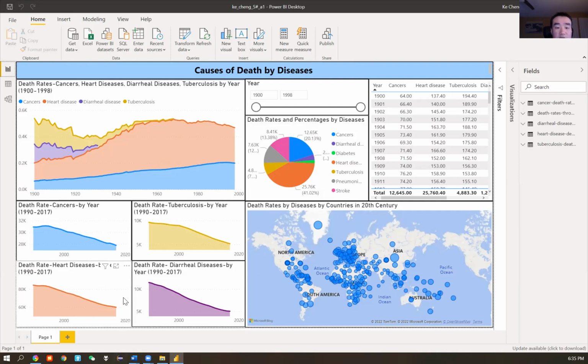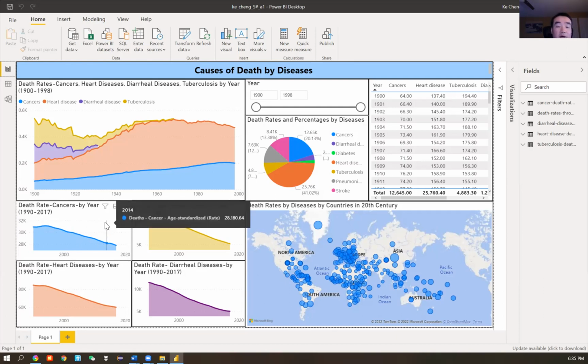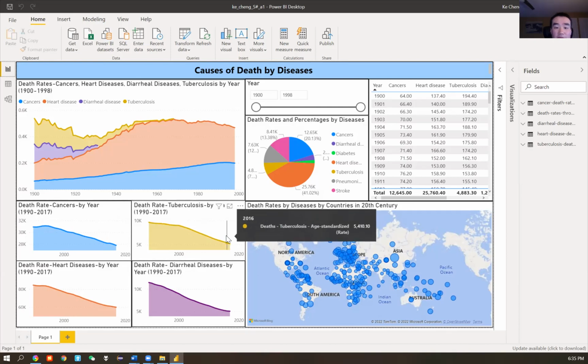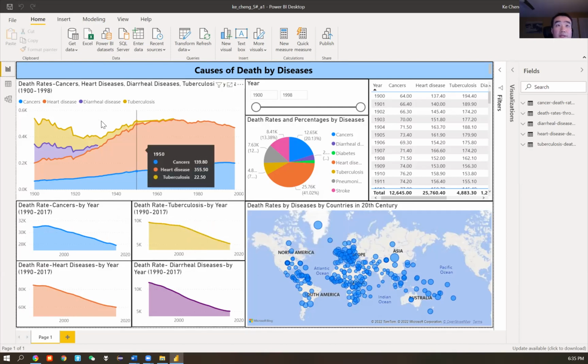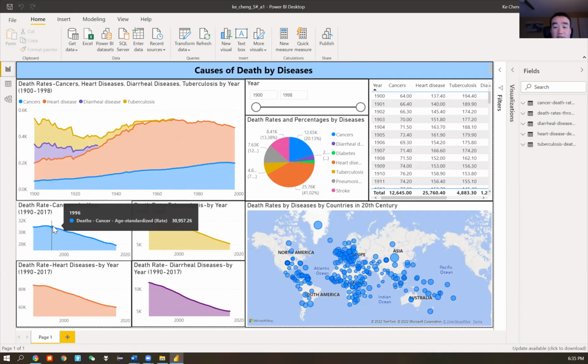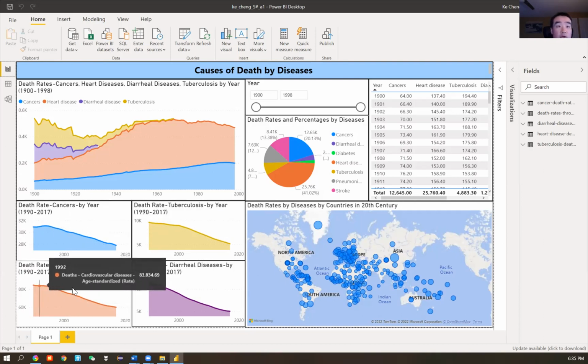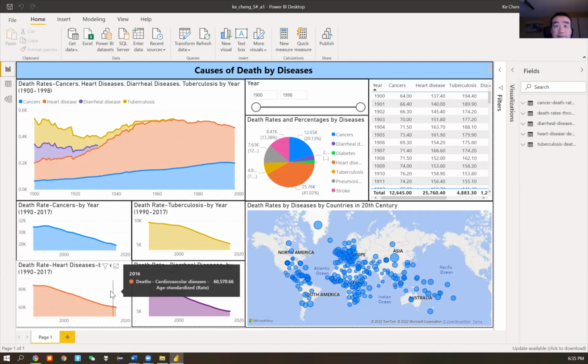We can see the change of the death rates of the four major diseases between 1990 and 2017. Compared with the first figure, we can see the rates have significantly declined during the recent 27 years.